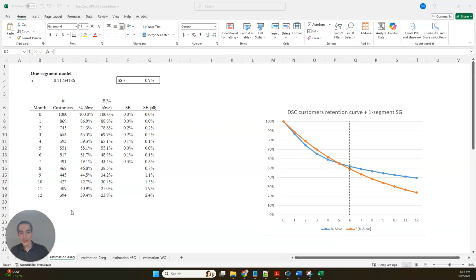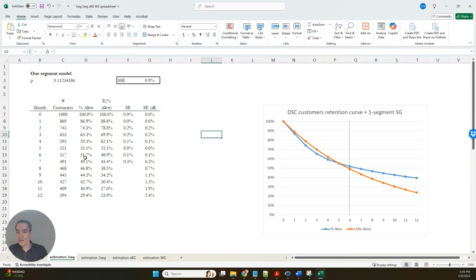So in this video, what I'm going to do is show how you can estimate the parameters of retention models, where we start with the one-segment retention model, then we move to a two-segment geometric model, and then we show how you can estimate the parameters for another two models that allow for richer unobserved heterogeneity across the customers and potentially across time.